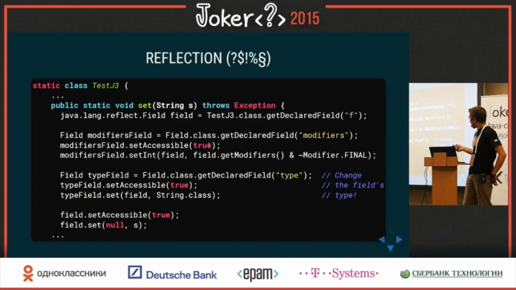Here, by reflection, we can even set an int field to a string, for example, to an object of totally different type. Again, we get the field f, which is an integer field. Then we get the modifiers. We remove the final modifier, and the field object also has a type field which denotes the type. For the integer type, the type should be int. But we can change that to string, and afterwards we can change the value of an int field to be a string.